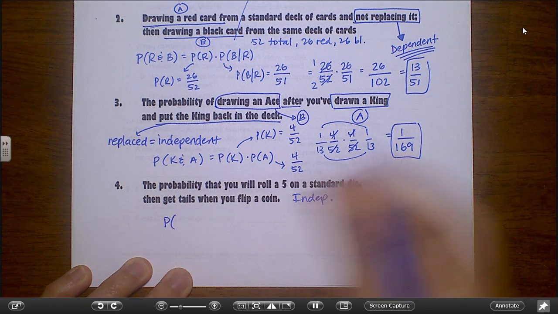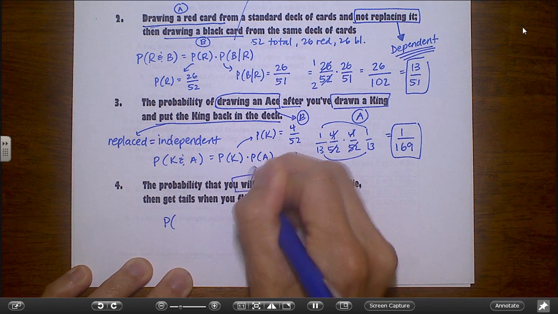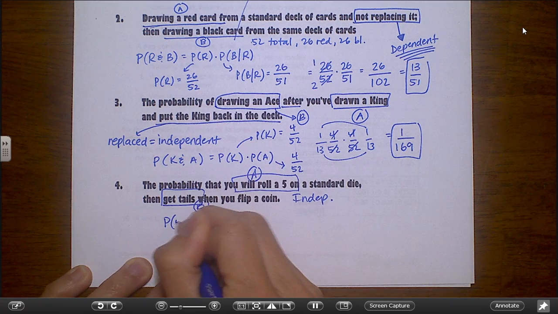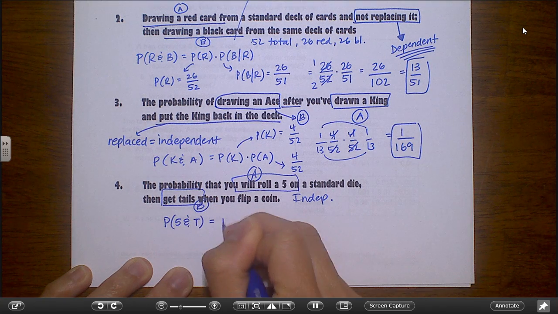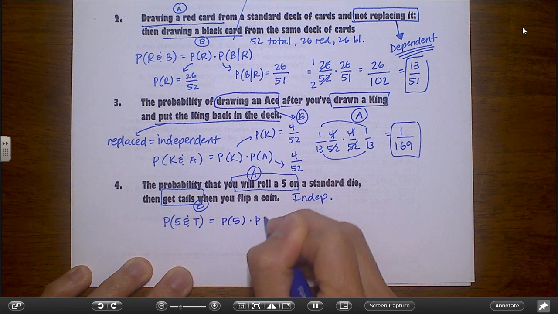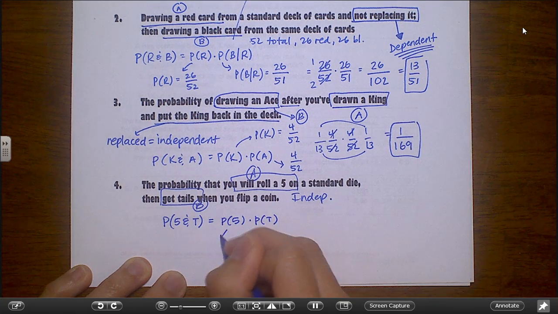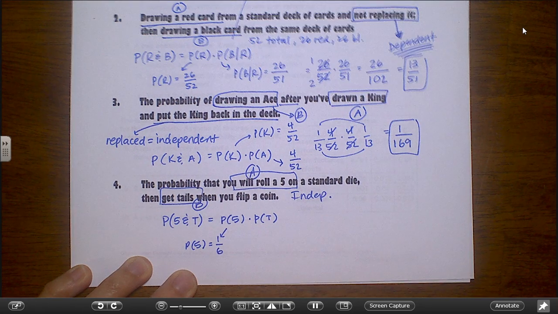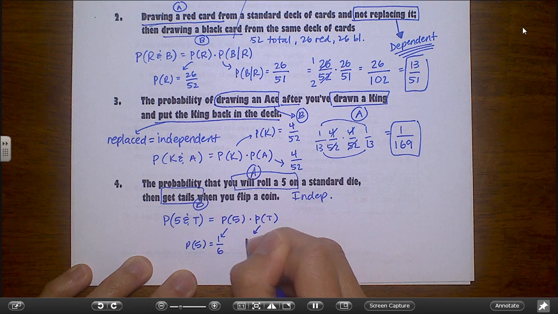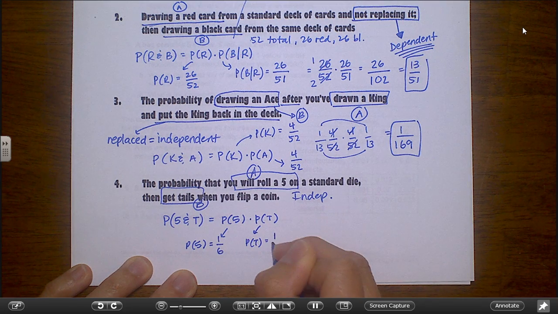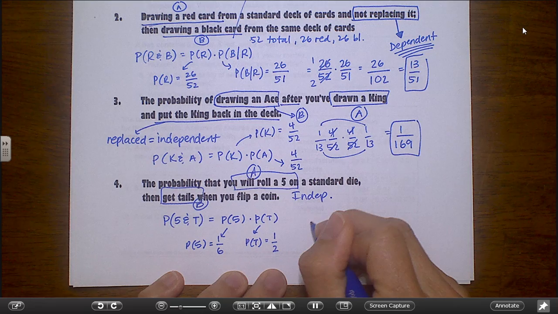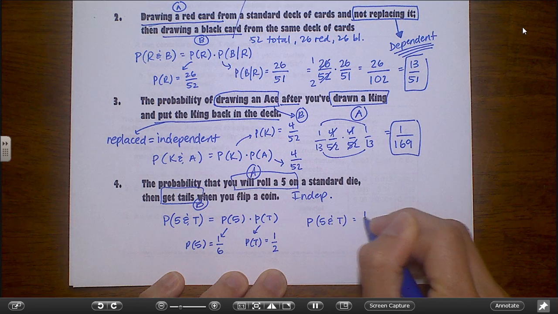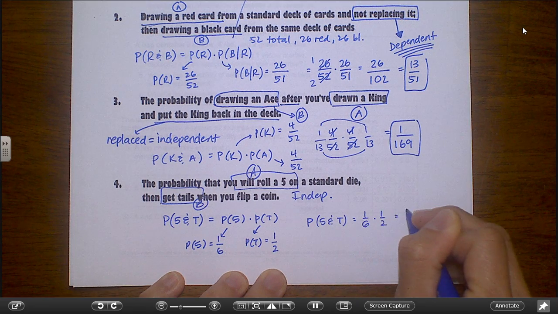So probability of, let's see, I'll roll a 5. That's A. Then get tails. That's B. So probability of 5 and tails equals the probability of a 5 times the probability of tails. Probability of a 5 is there's 1 five, 6 sides on a die, so it's 1 out of 6. Probability of tails is 1 side is tails out of a 2-sided coin. So probability of A and B is 1/6 times 1/2, which is 1/12.